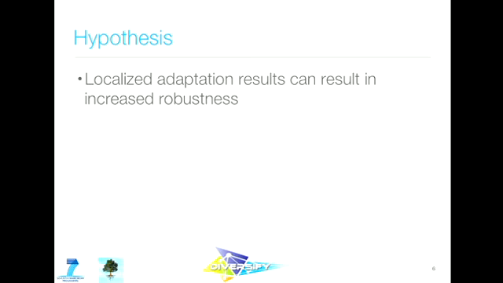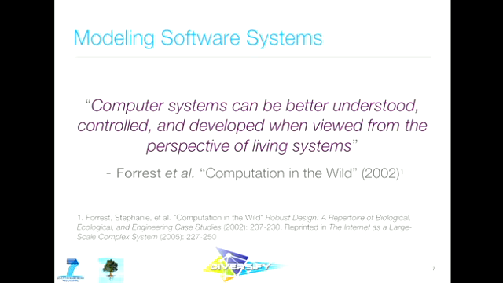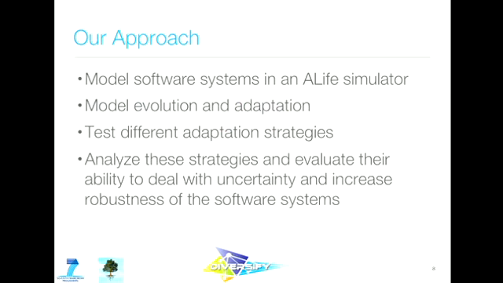In order to test this, we first had to have a system in which we can test and analyze our hypothesis. We took advice from Stephanie Forrest, who's one of the very big people in network and software engineering. She said software systems can be better suited and controlled when you view them from the perspective of ALife systems. We took this to heart and decided to model software systems as ALife in an ALife simulator.